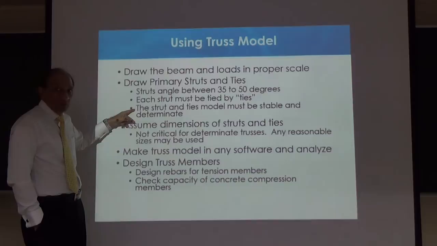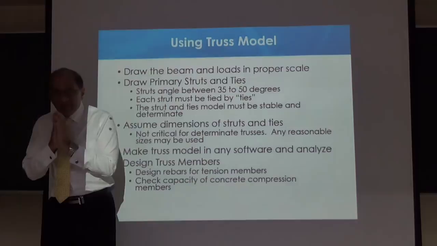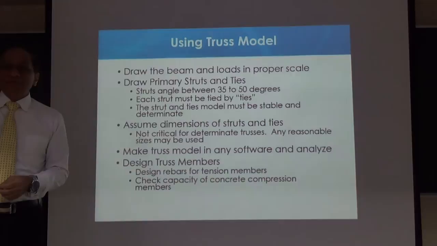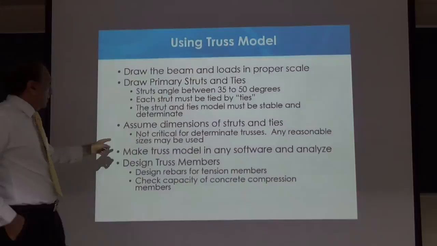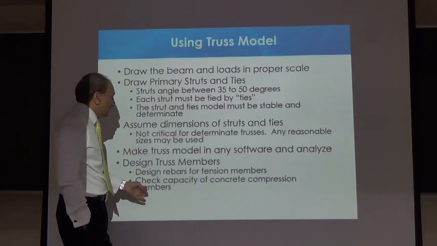Assume the dimensions of the struts and ties are not critical right now, but you can use the column sizes as a basis, right? Use the same column size as the size of the struts and ties to start with. Make the truss model in any software and analyze, or by hand, right? And design truss members. Design rebars for tension members and check capacity of compression members like columns.